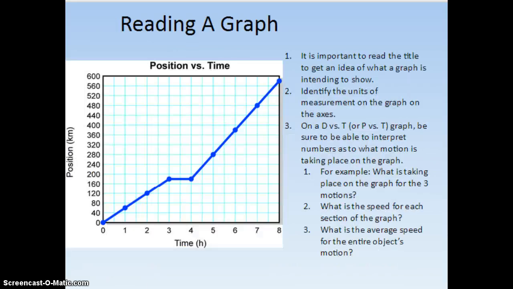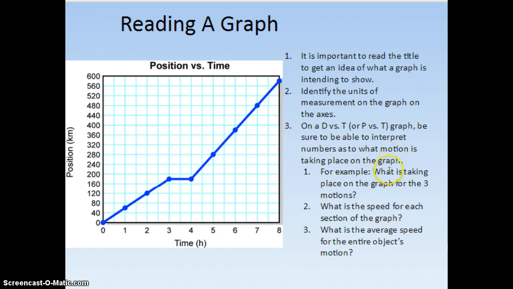Moving on. When we're reading a graph, I think it's important to read the title just to get an idea what the graph is going to show you. If I identify the units of measurement here, we've got kilometers per hour. So on this position time graph, my units of measurement are kilometers per hour. On a distance time graph or position time graph, once again, we've denoted distance and position as being somewhat synonymous for now. Be sure to interpret the numbers as to what the motion is taking place on the graph.